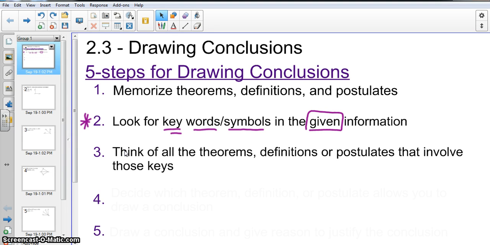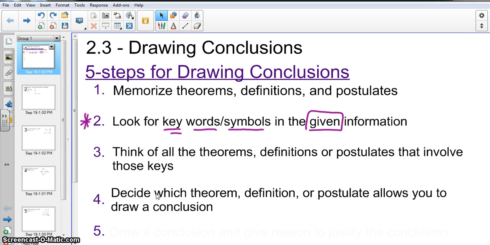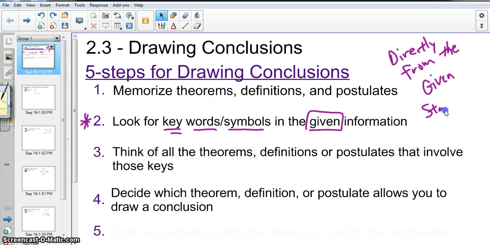So now think of all those theorems, definitions, or postulates that you know and we have used in class that involve those key words and symbols that we were talking about in the given information. Decide which of those theorems, definitions, or postulates allows you to draw a conclusion. Now when you draw a conclusion, this conclusion needs to relate directly from the given statements. So again, directly from the given statement.